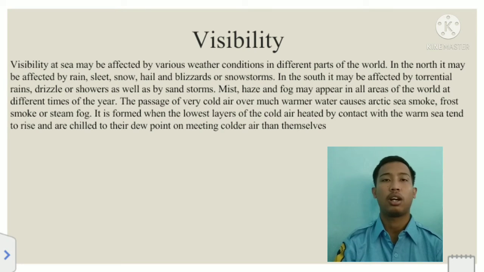The presence of very cold air over much warmer water causes Arctic sea smoke, frost smoke, or steam fog. It is formed when the lowest layer of the cold air is heated by contact with the warm sea, starts to rise, and is chilled to condense between colder air layers.